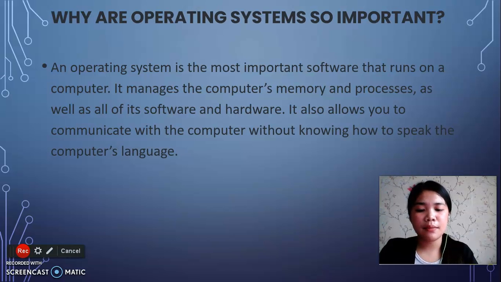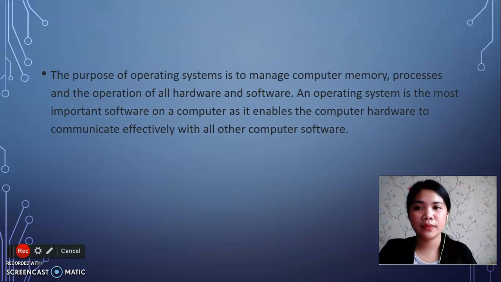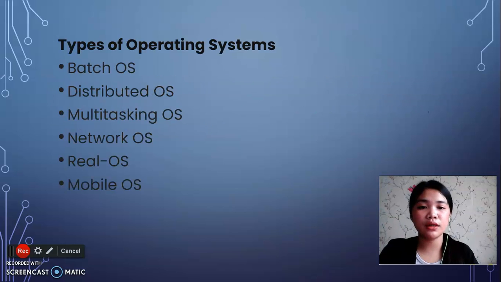An operating system has three main functions. First, manage the computer's resources such as the central processing unit, memory, disk drive, and printer. Second, establish a user interface. And third, execute and provide services for application software. The purpose of an operating system is to manage computer memory, processes, and the operation of all hardware and software. An operating system is the most important software in a computer as it enables the computer hardware to communicate effectively with all other computer software.